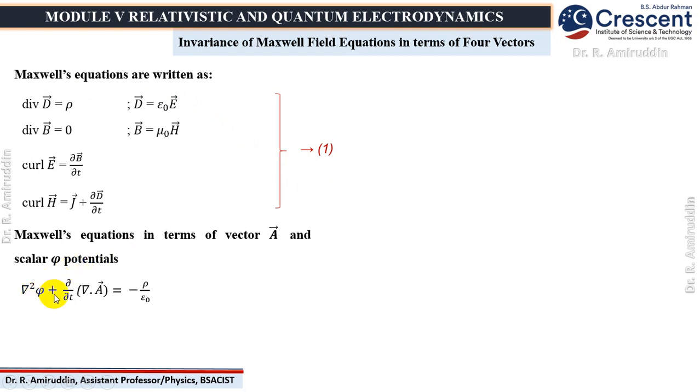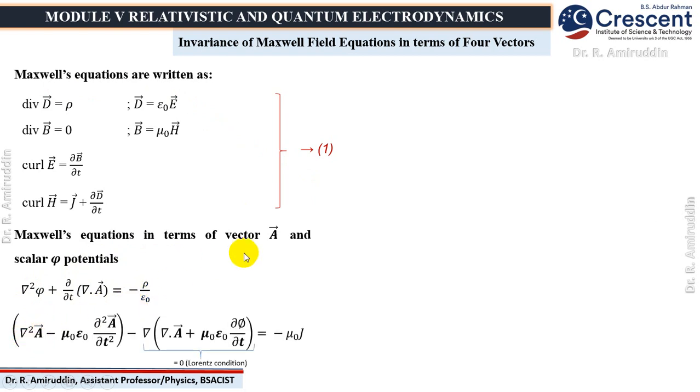So del square psi plus dou by dou t of del dot A vector is equal to minus rho by epsilon naught, and del square A vector minus mu naught epsilon naught dou square A vector by dou t square minus del of del dot A vector plus mu naught epsilon naught dou psi by dou t is equal to minus mu naught J, where the middle term represents the Lorentz condition. If it is 0, the Lorentz condition is satisfied. So these two equations in terms of scalar and vector potentials we have discussed in the other class.